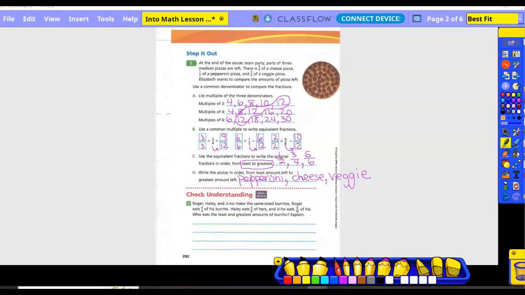Okay, so let's write least equals, greatest equals, and then we're going to say because, and we're going to explain why, right? Okay, so we have Roger, who equals what? 4/6. We have Haley, who eats 6/8, and then we have Jaiho, who eats 4/10.